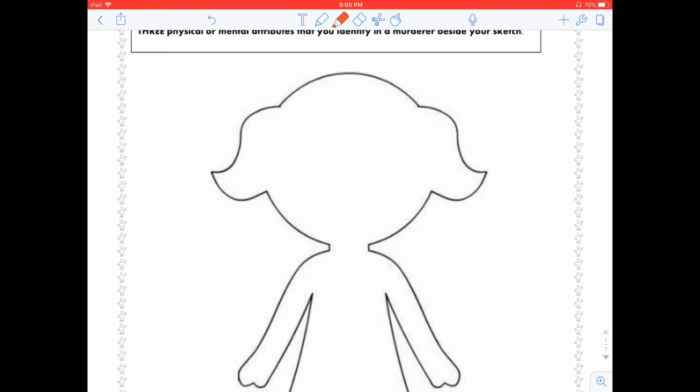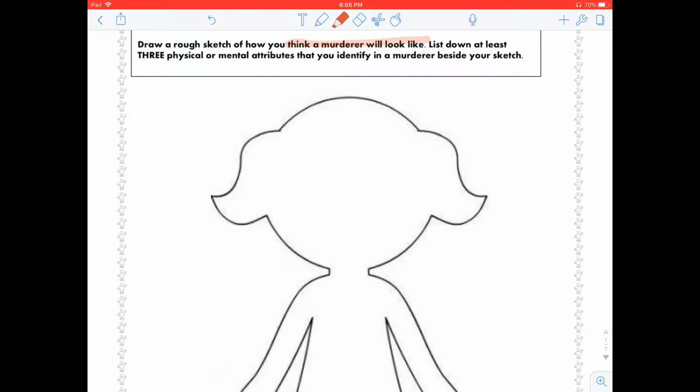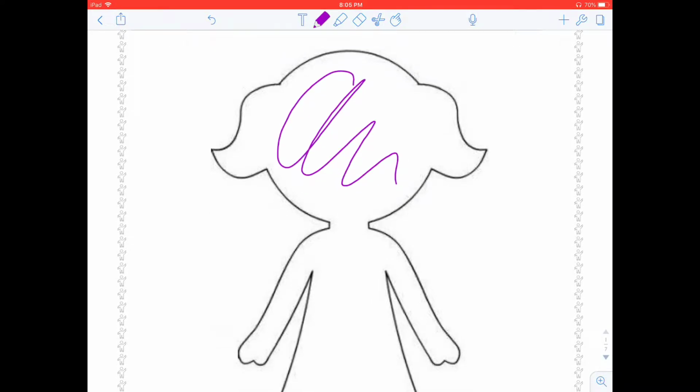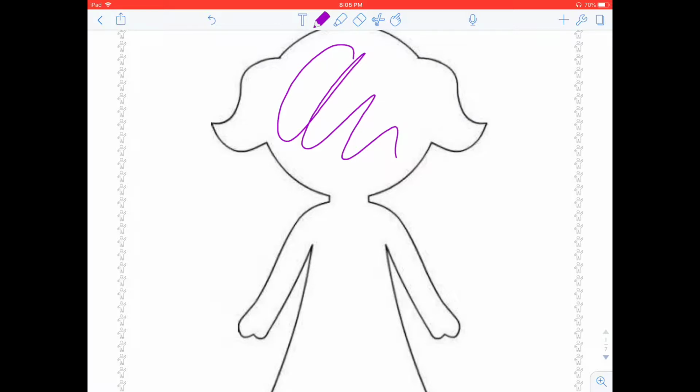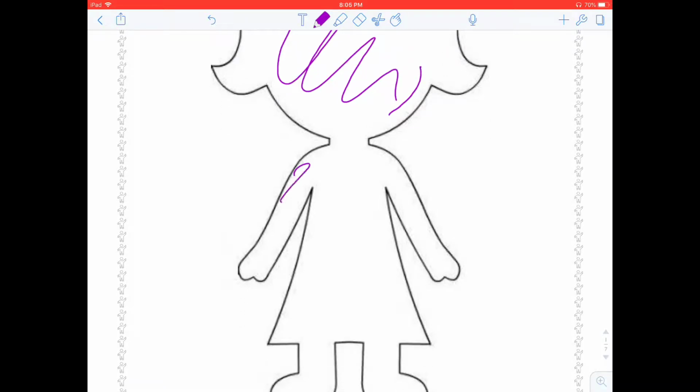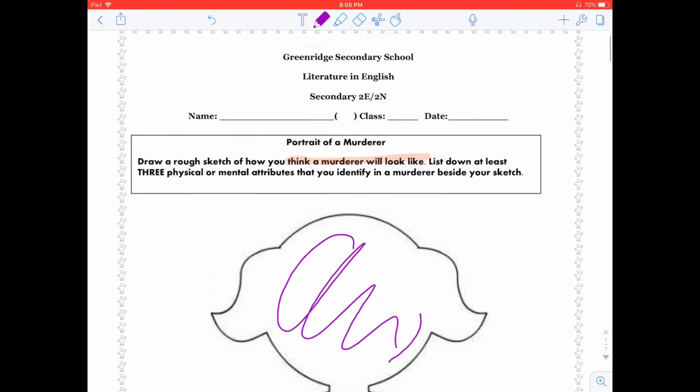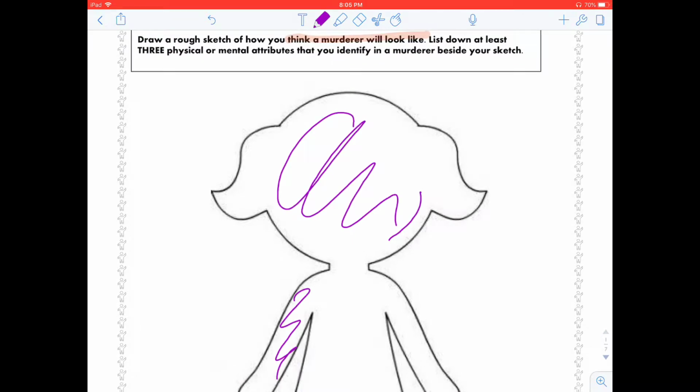And then you just draw here. You can draw facial features over here. You can change the clothing as well. The video that we watched, you saw the taxi driver wearing certain clothing. Maybe they have a scar or a tattoo. I'm just giving a few ideas. And then I want you to list down three physical or mental attributes beside your sketch here.